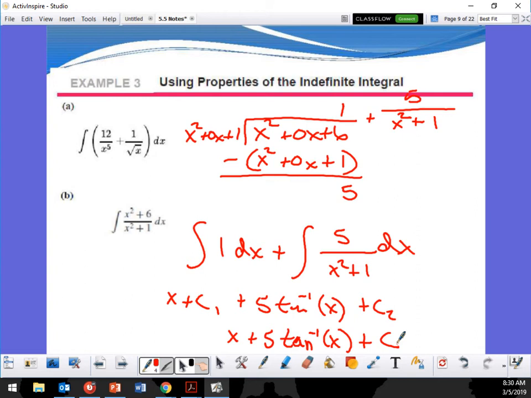So that wasn't so bad, was it? Okay, we couldn't do this one right away because I have the mess in the top, right? I couldn't do that, so I have to do some long division to try and break that up.